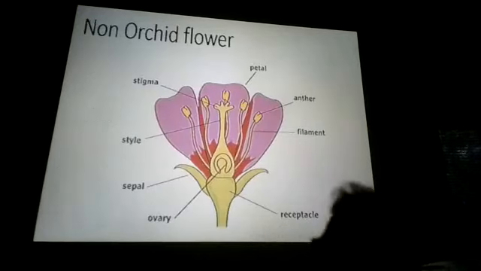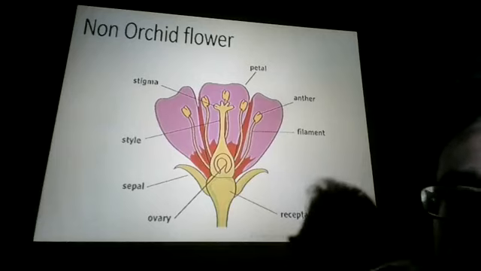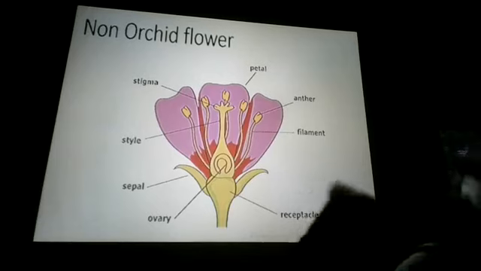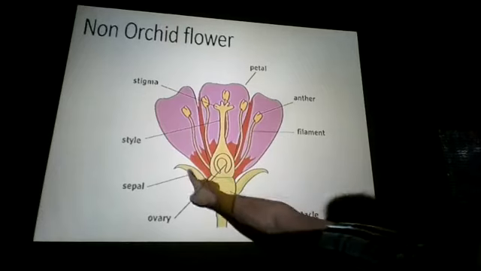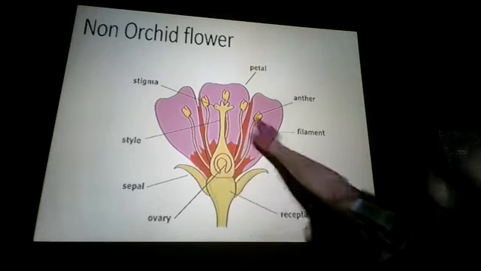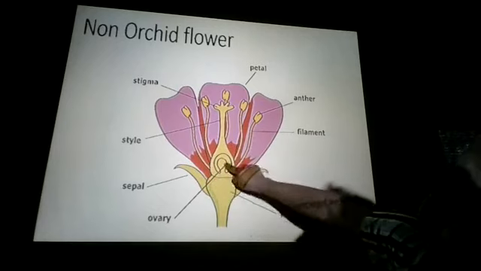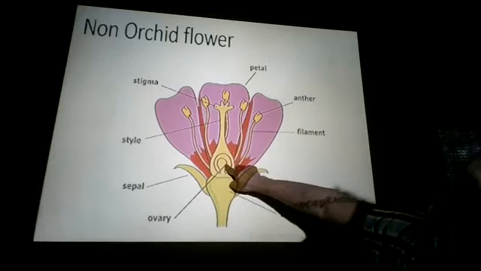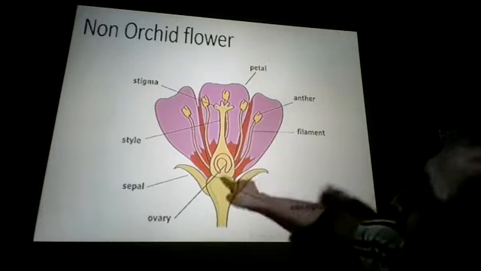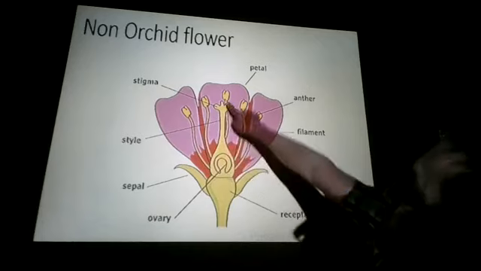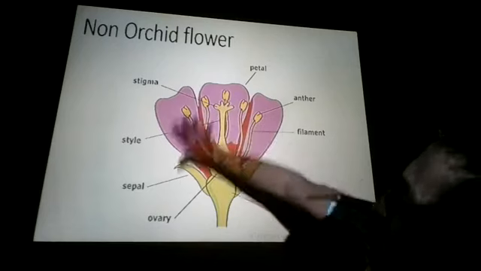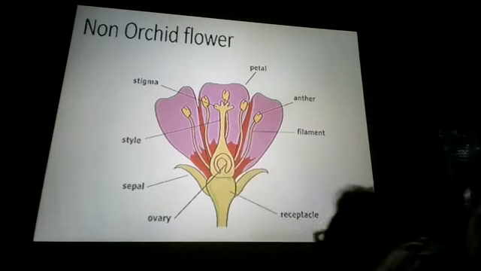Okay, next slide, please. So, when we're talking about a non-orchid flower, you're going to see that there's the sepals in the bottom. You have the petals that go around it. And you have the reproductive parts, which is the filament and the anther for the male, and the ovary and the stigma at the top. This is a non-orchid flower.